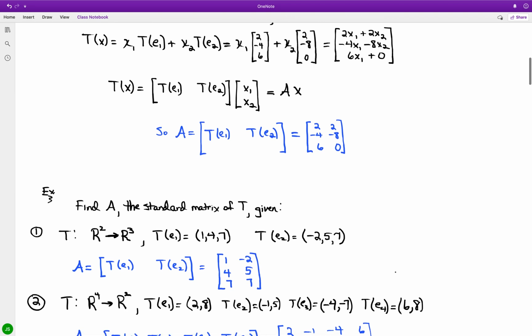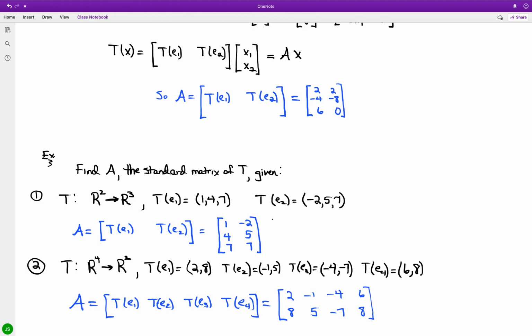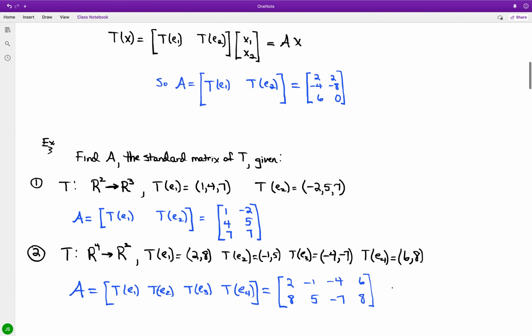Now we have another case, going from R4 to R2. With the respective transformations, that of the first column is (2, 8), that of the second is (-1, 5), that of the third column is (-4, -7), and that of the fourth and last column is (6, 8). For our matrix A, this time it will be a 2 by 4 matrix, and since the transformation of each column is given, we just display them in column formation: (2, 8), (-1, 5), (-4, -7), and (6, 8).